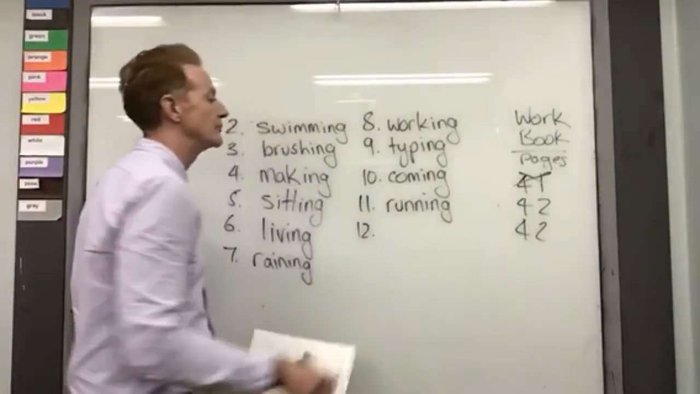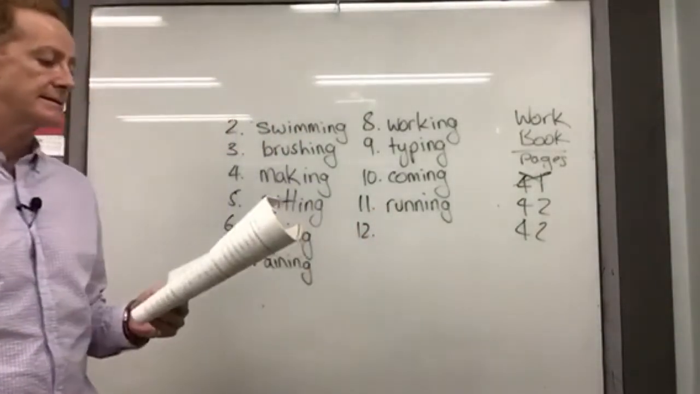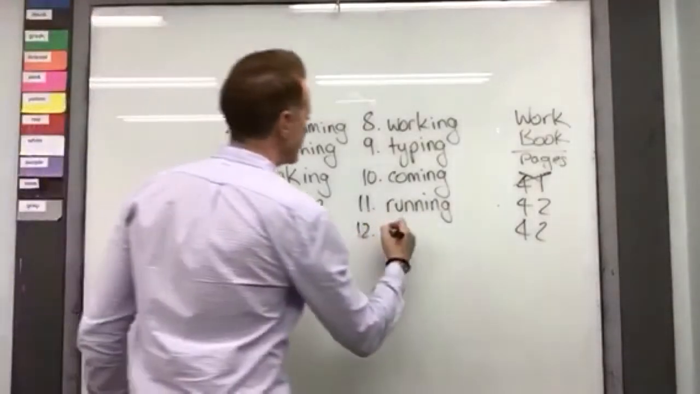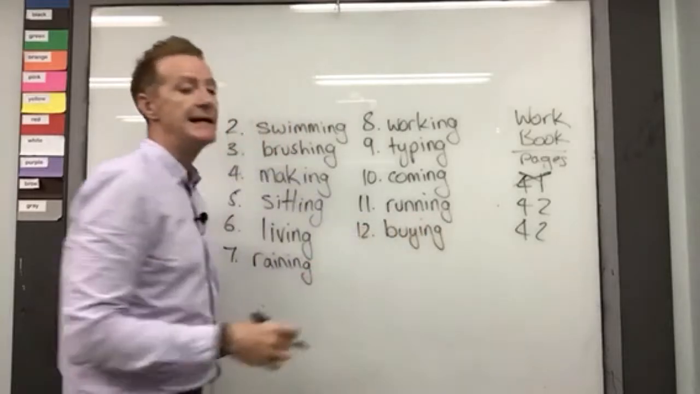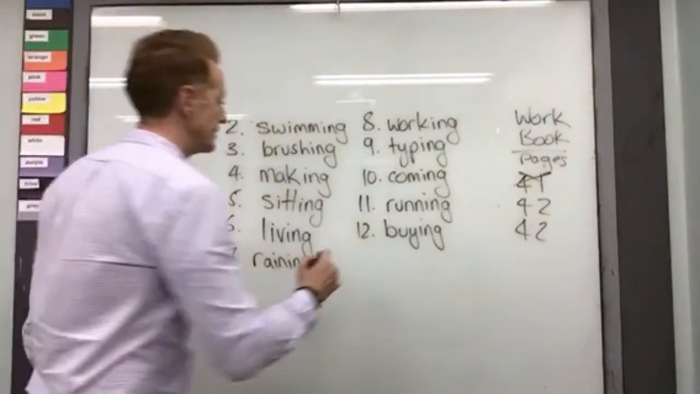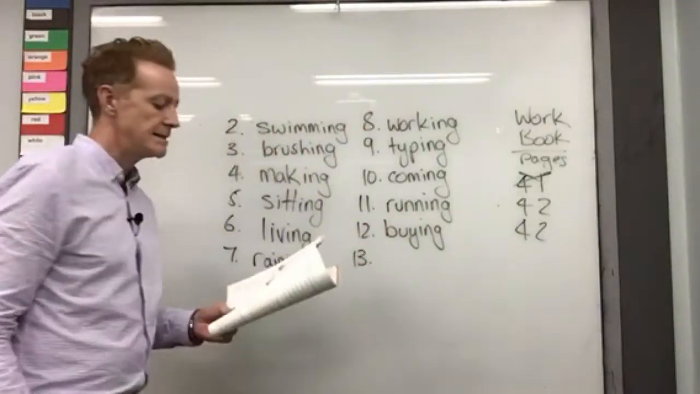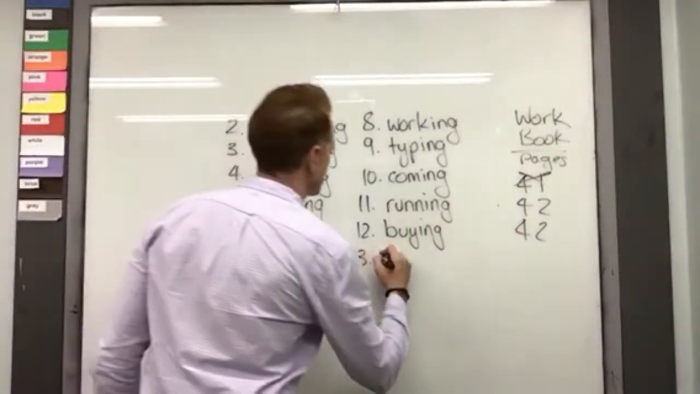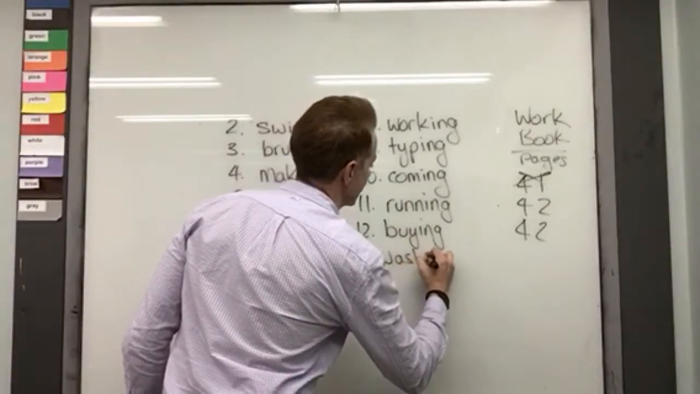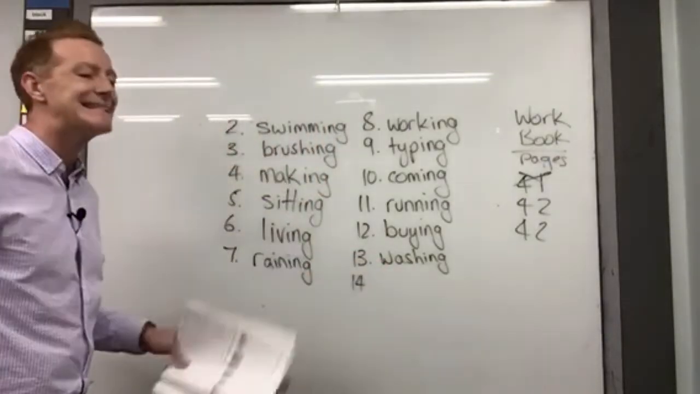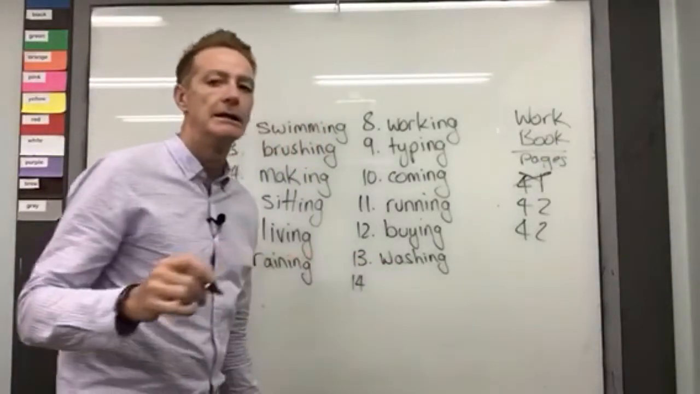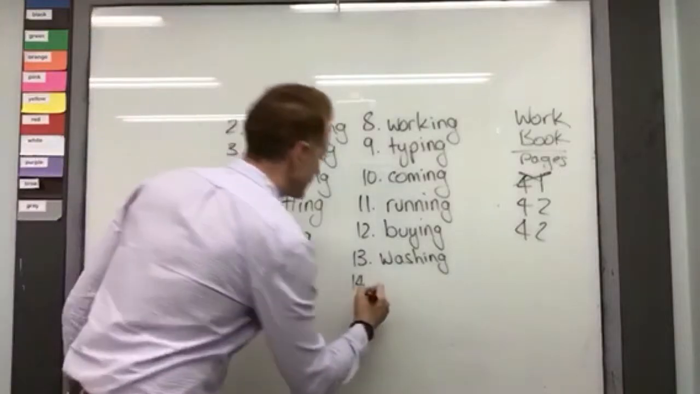R-U-N-N-I-N-G. Running. I am running very fast. 12 is buying. I am buying an ice cream. So you just add I-N-G. 13, wash. Washing, that is pretty easy. You just add I-N-G. And 14, hitting. Hitting. Don't hit your brothers or sisters.